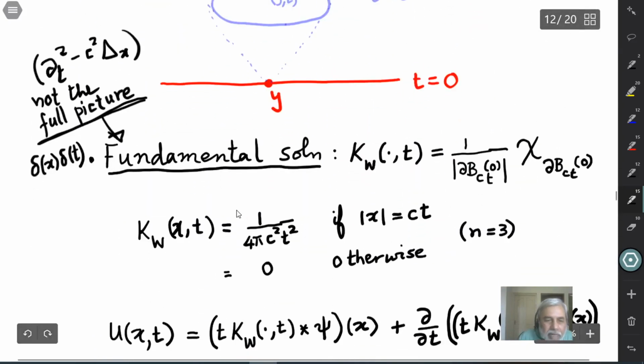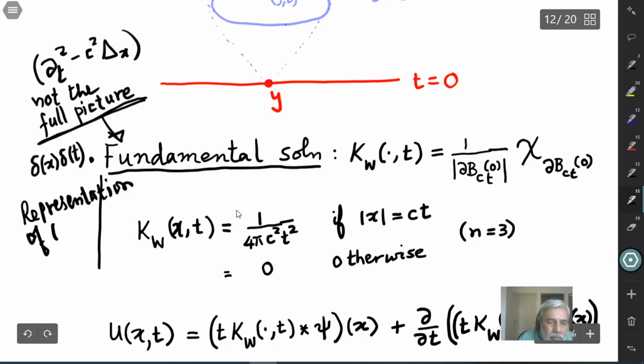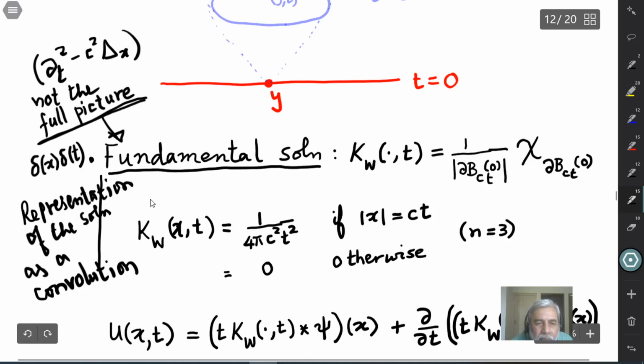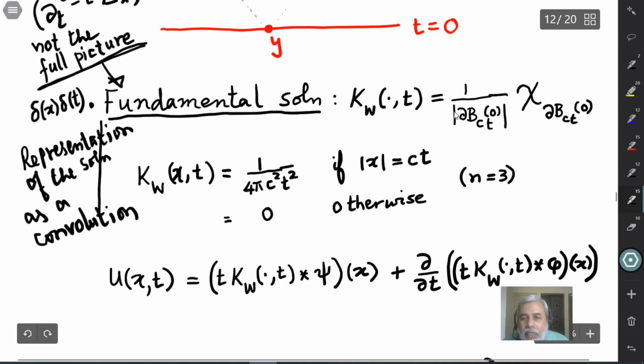So the main aim is the representation of the solution as a convolution, very similar to what we have done for the Poisson equation and for the heat equation. Only for that purpose we are introducing this simple form of the fundamental solution. This is not the full fundamental solution, so that requires a little more work.